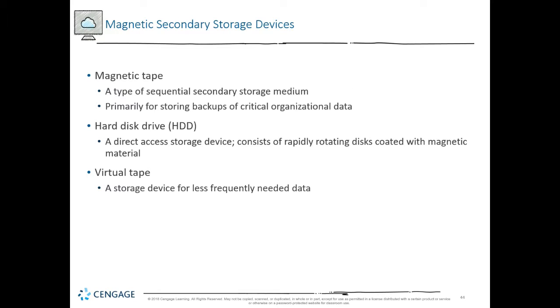Magnetic storage devices. Magnetic tape, a type of sequential secondary storage medium, is primarily used for storing backups of critical organizational data. The hard disk drive, or HDD, is a direct access storage device that consists of rapidly rotating disks coated with magnetic material. Virtual tape is a storage device for less frequently needed data.